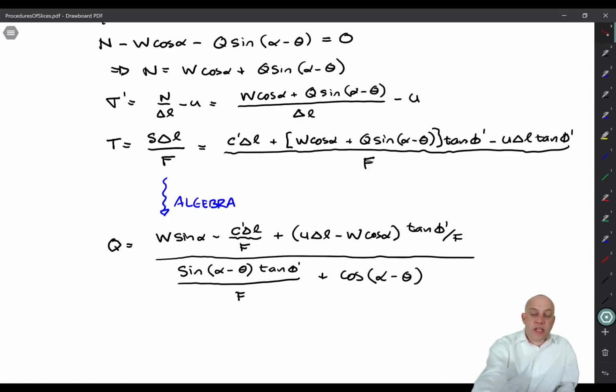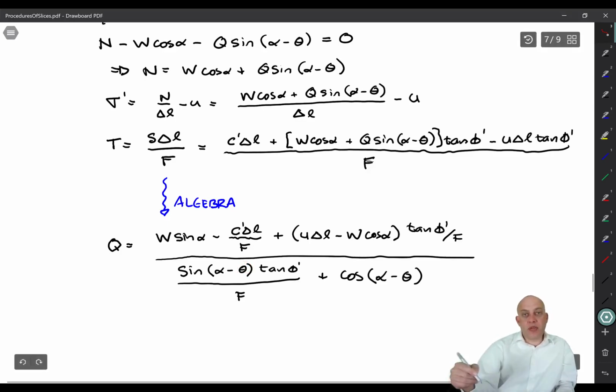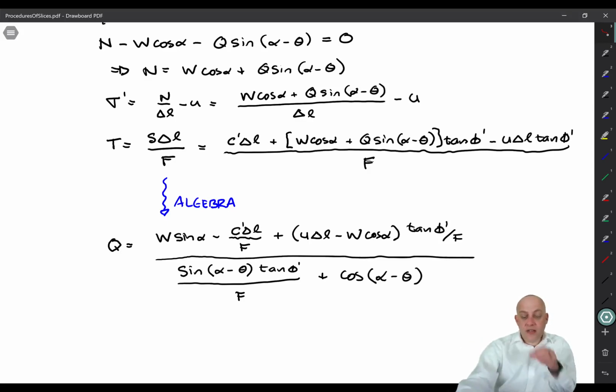And then we'll have to also iterate on theta until we get both force and moment equilibrium for the same value of factor of safety. So it's like 2 levels of iteration that we have to do. It's a lot more complicated than either the ordinary method of slices or simplified Bishop procedure.